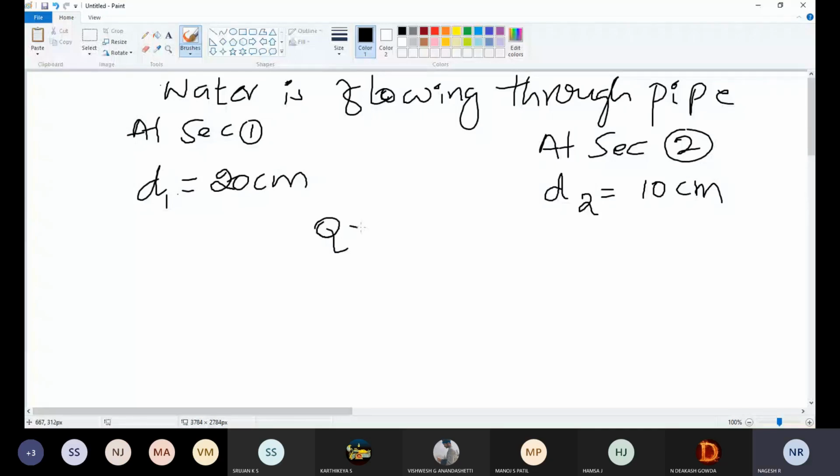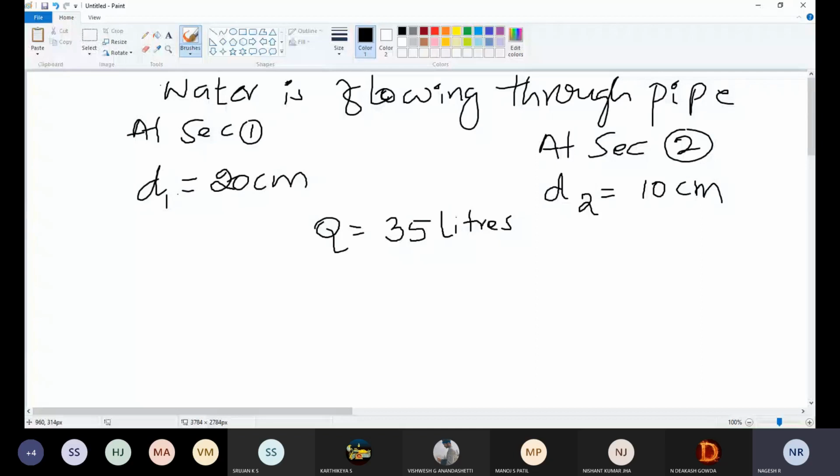What is the Q value? It is equal to the cross-sectional area into the mean velocity of flow. Okay, so that is the formula for the discharge. Q is given, Q is equal to 35 liters per second. And we have the formula Q is equal to A into V, area into mean velocity, as Nishant said.